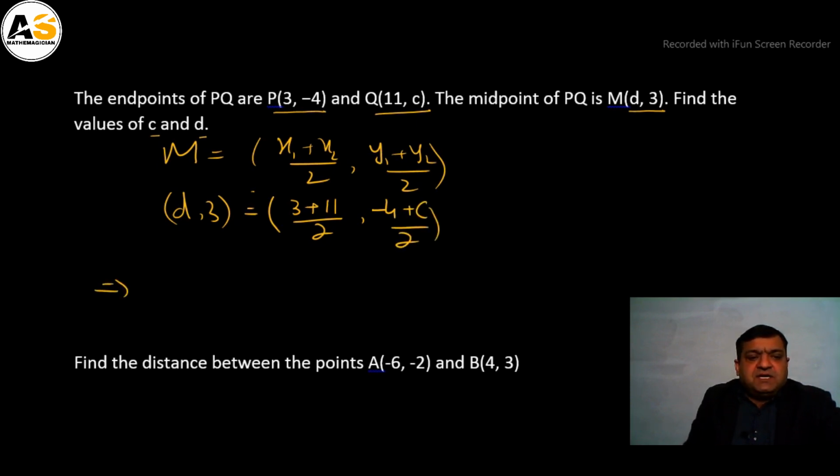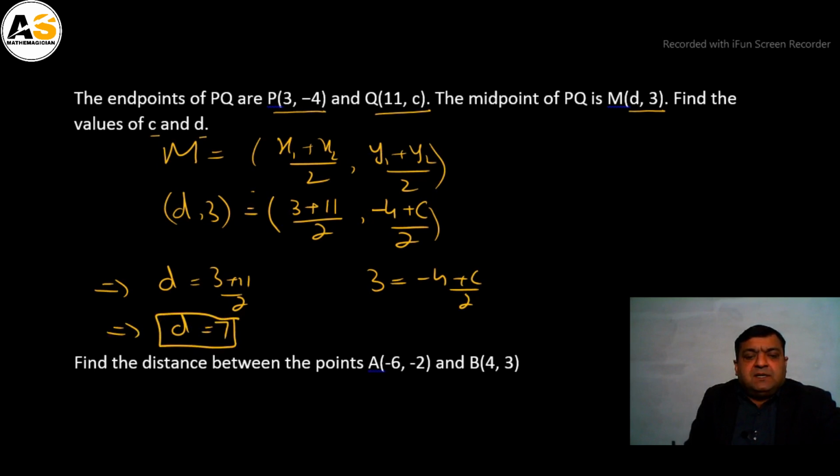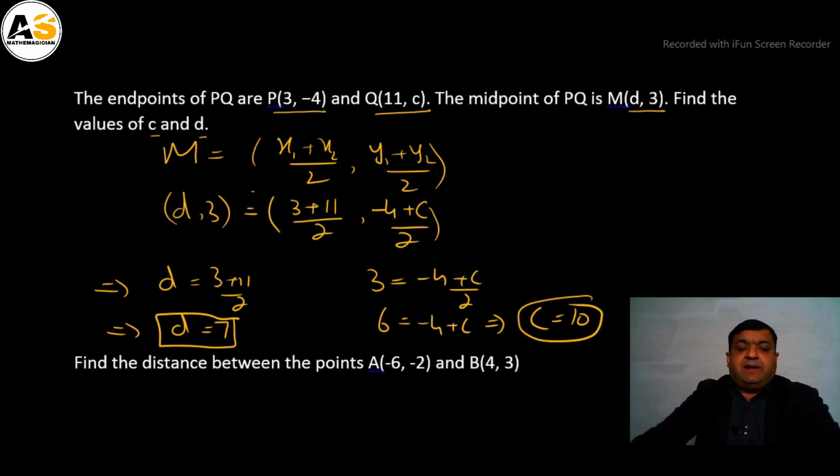From here we see D is equal to 3 plus 11 over 2, and 3 is equal to minus 4 plus C over 2. From here we conclude D is equal to 7, and 6 is equal to minus 4 plus C, which implies C is equal to 10. So we got the values of C and D.